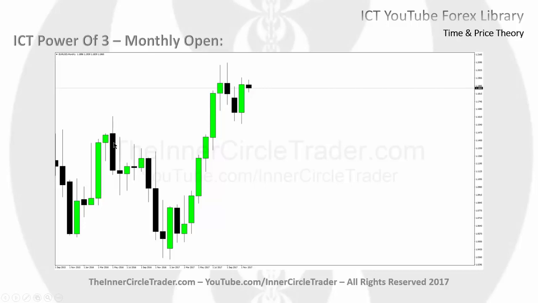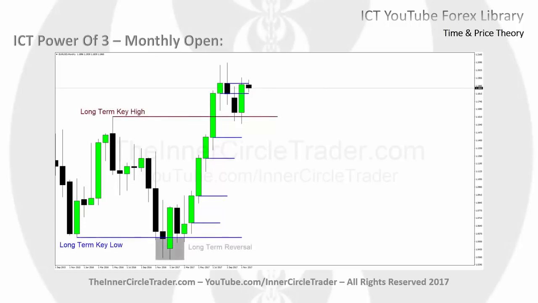We understand that there's going to be a willingness to want to go through that high to seek some measure of liquidity, just like it looked for liquidity below these lows. So with those ideas in mind, let's add some lipstick to this chart. So now we have a long-term key low here, and we have a long-term reversal in the form of a false break below, swing low forms, and then I started delineating all the opening prices on the subsequent months.